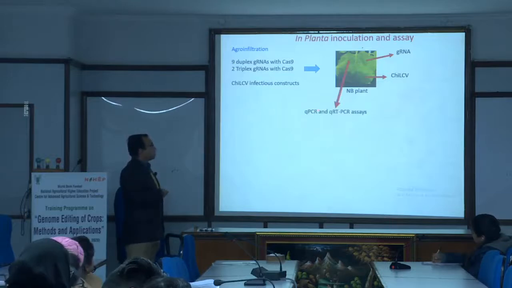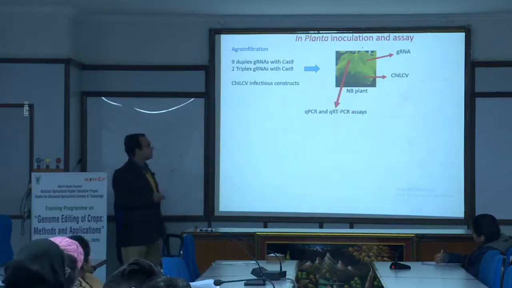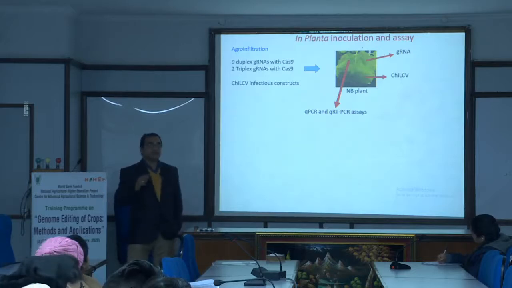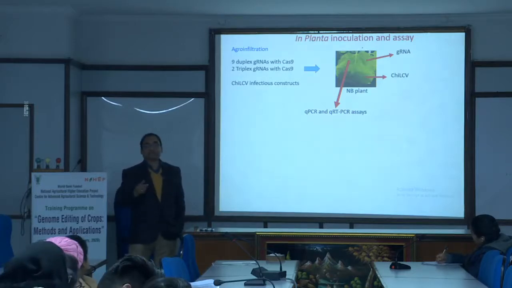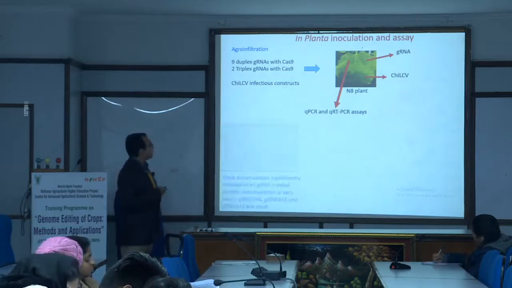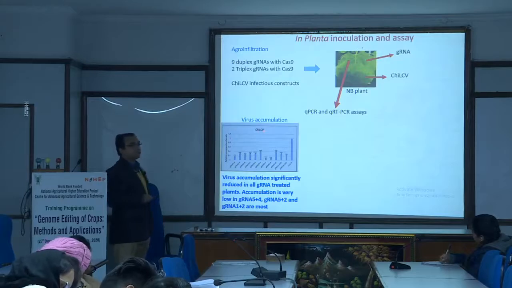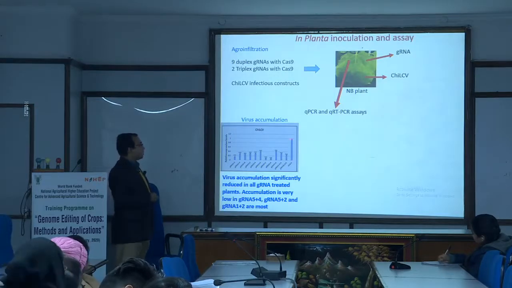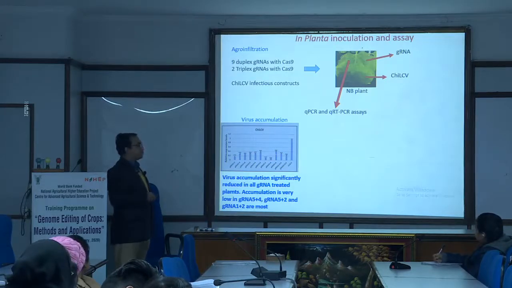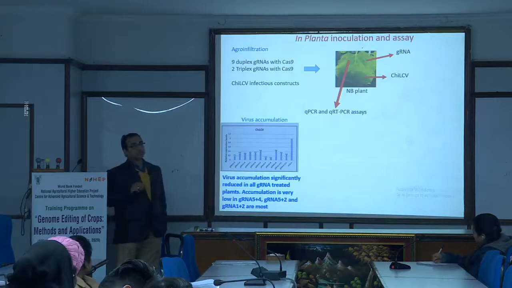So, we did the qPCR and qRT-PCR assay to know whether the inhibition of the virus is taking place, and whether Cas9 and gRNA are expressed properly. What we observed in case of virus accumulation, in the chili leaf curl virus qPCR, this is only the chili leaf curl virus infected sample, and these are the gRNA treated chili leaf curl infected samples. In all these cases we observed the virus accumulation is significantly reduced, and in at least 3 cases it is reduced very significantly.